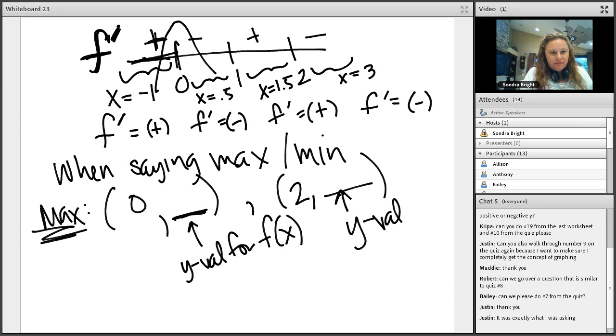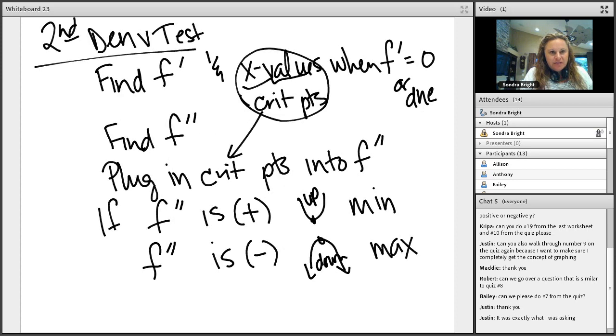Where was my directions for second derivative test? This was number 10 from the quiz. Now, how do you find the local extrema using second derivative test? You do that.